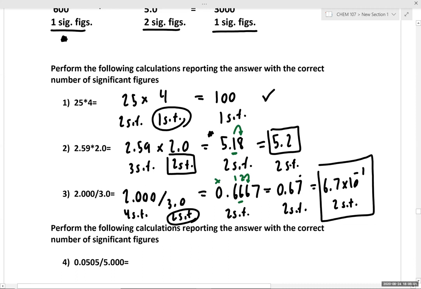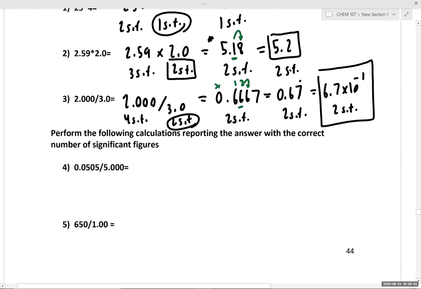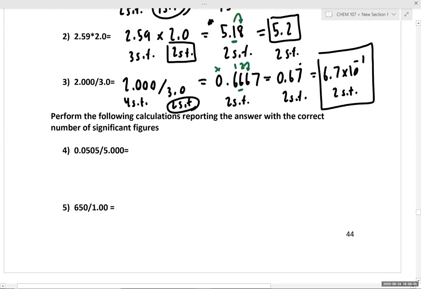So now that we've seen some representative examples, I'd like you now to take a moment and work on the following 2 examples. I'd like you to complete the following calculations and report your final answer to the correct number of significant figures.